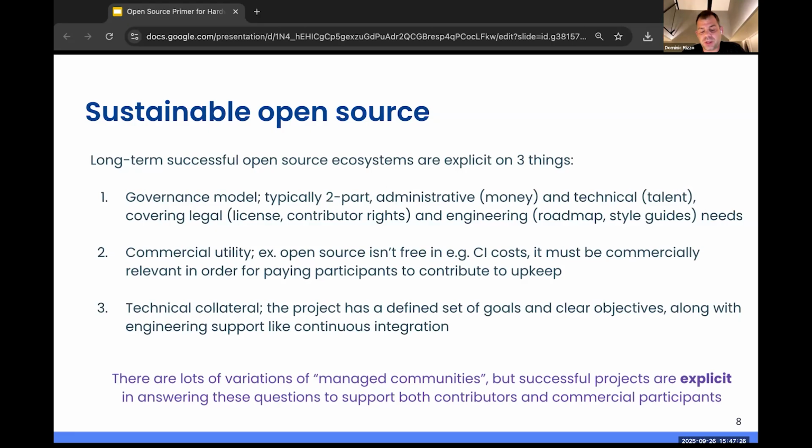So that's a really good recipe for success in terms of licensing, contributor rights, setting an engineering roadmap, creating sort of a coherent, consistent ecosystem and set of contribution guidelines. The next is commercial utility. Open source isn't free. CI, continuous integration infrastructure, costs money, is one example.